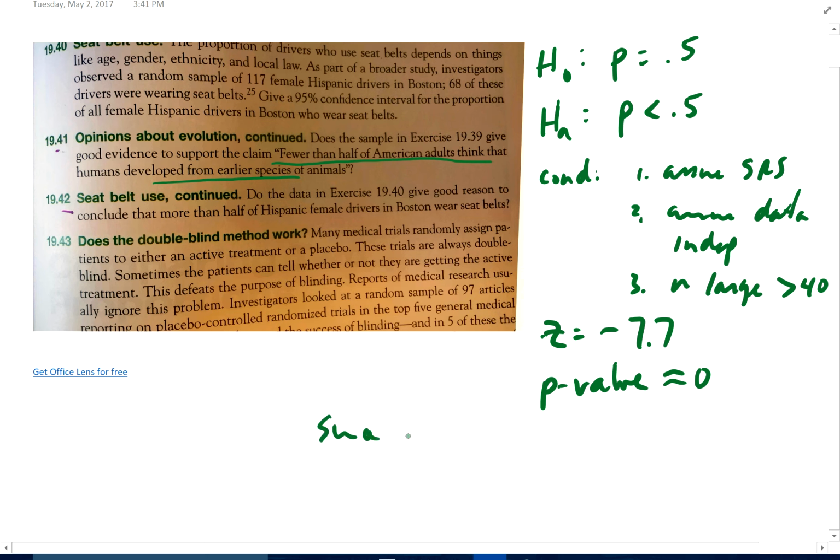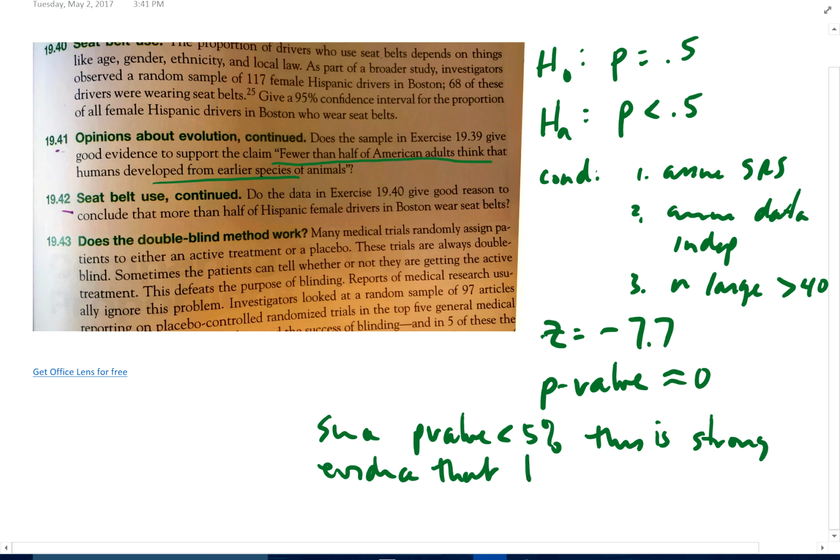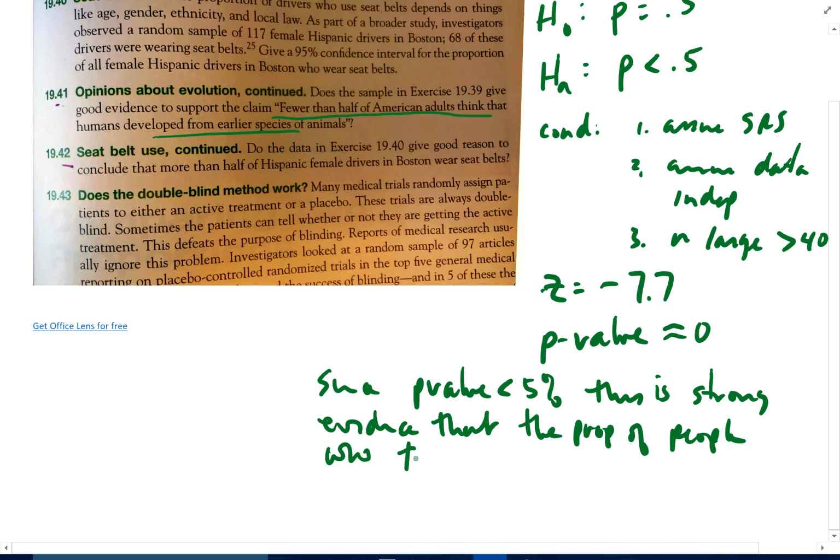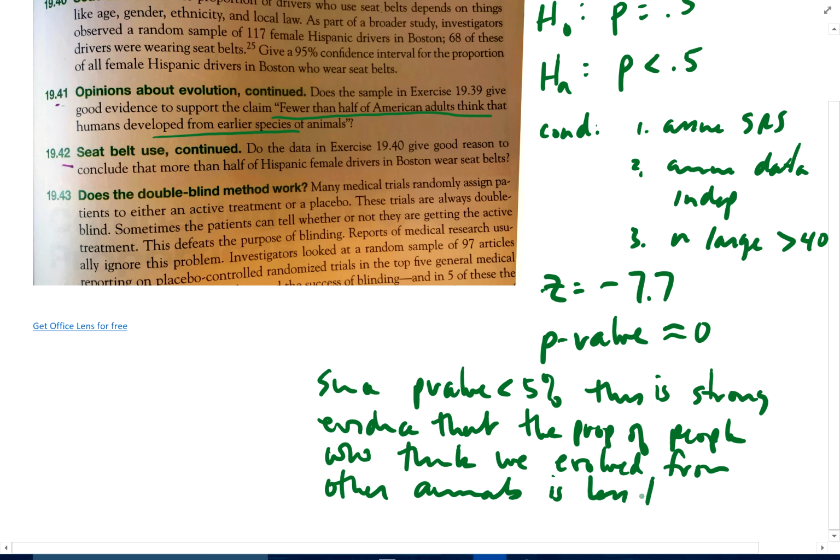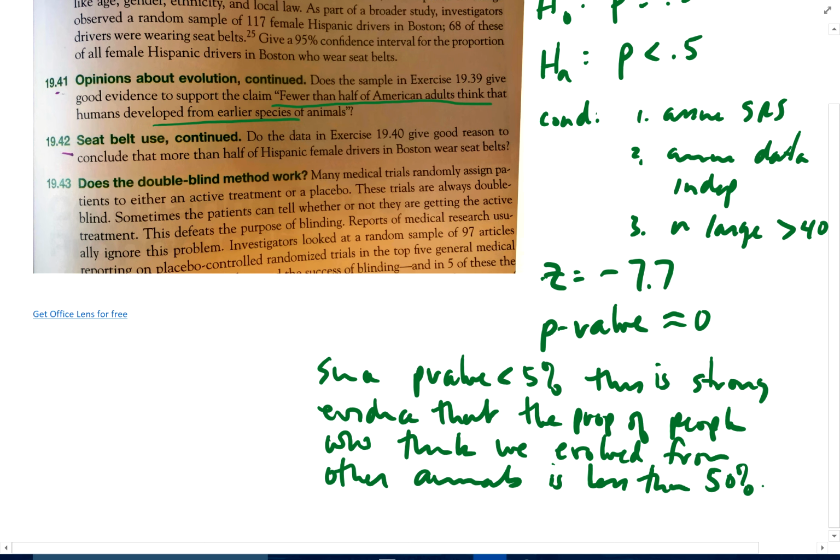So since the p-value is less than 5%, this is crazy strong evidence that the proportion of people who think we evolved from other animals is less than 50%.